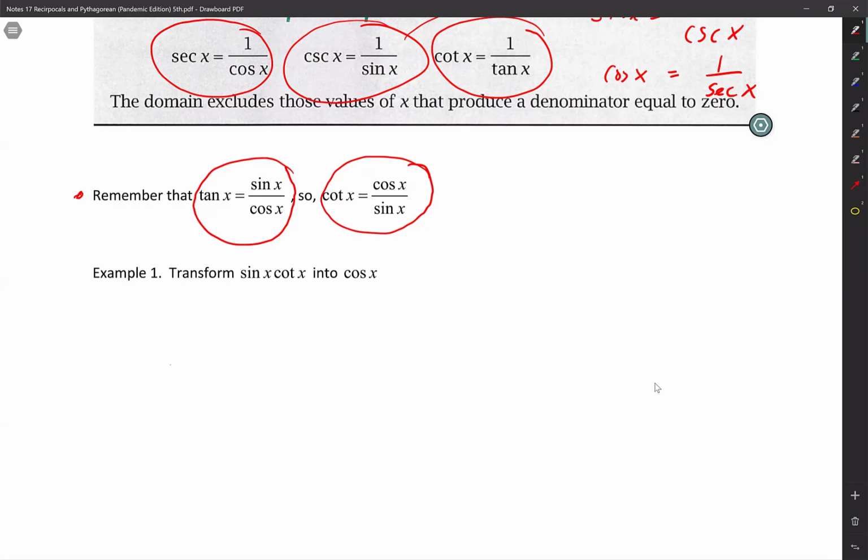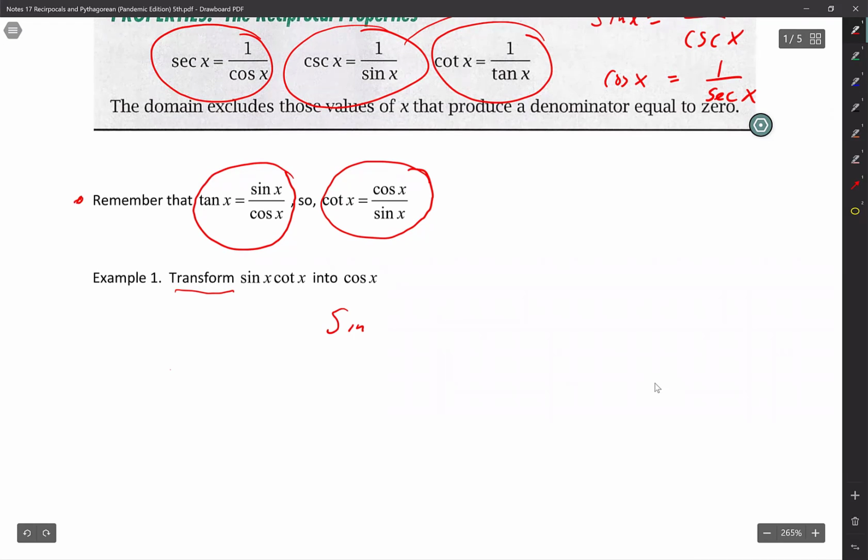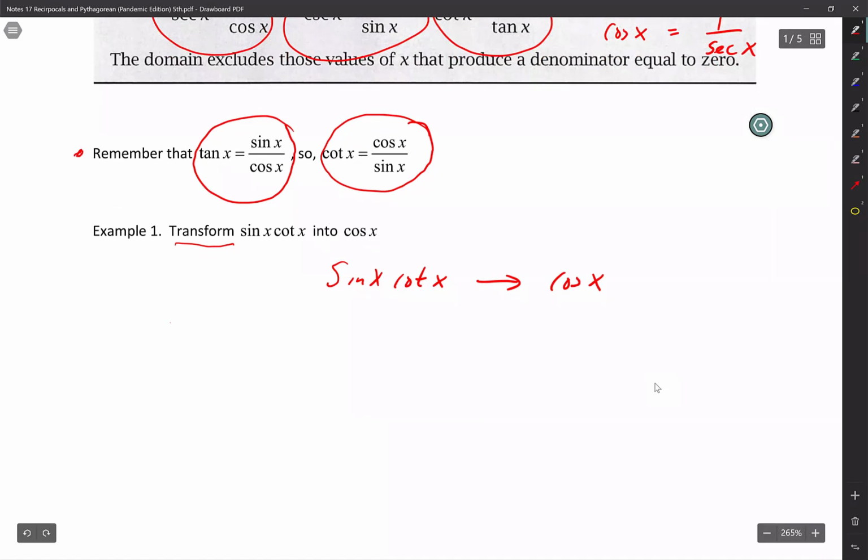We're just doing transformations. All we're doing is proving properties. So it says here, transform sine x cotangent x into cosine x. What that means is they want to see sine x cotangent x as just cosine x. If you want to write an equal sign, you may. It's not going to make a big deal. If you want to write an equal sign that you're trying to prove, sine x cotangent x equals cosine x, that's pretty much saying the same thing.